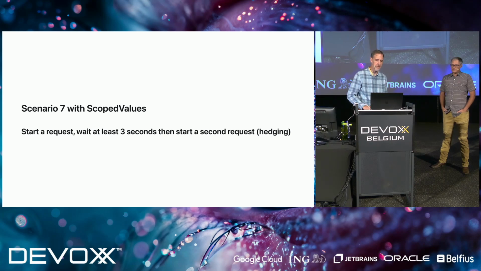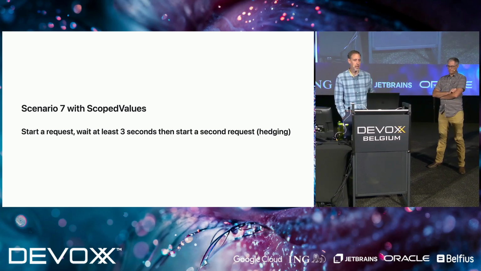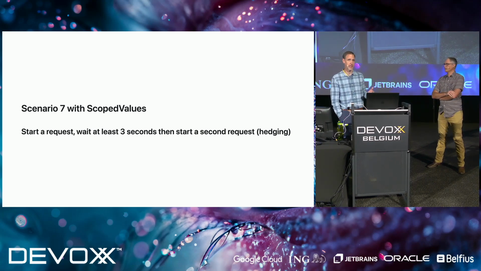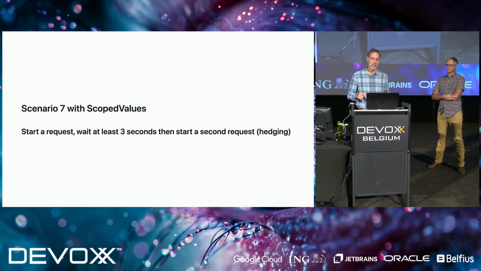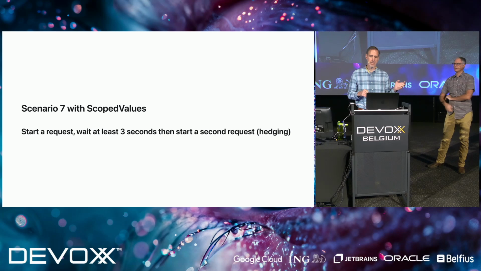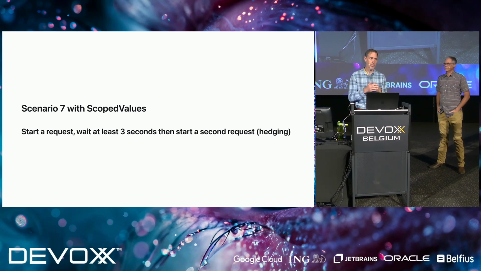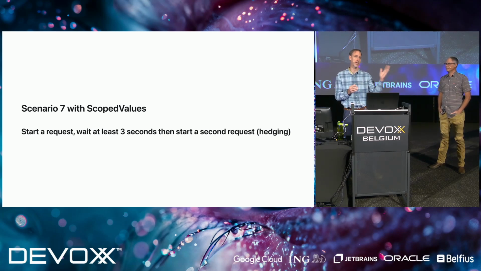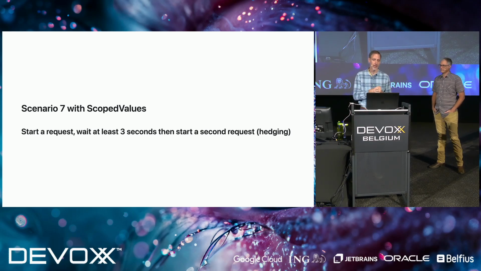So scenario 7, what we did is we added scope values to just show what scope values do. What we're going to do is start a request, and then wait 3 seconds and then start a second request. So what we're basically doing is we fire off a request. We say, well, you know what? If we don't see the response back within 3 seconds, we really need that response, and so let's fire off another one and see if we can get that one back any faster.